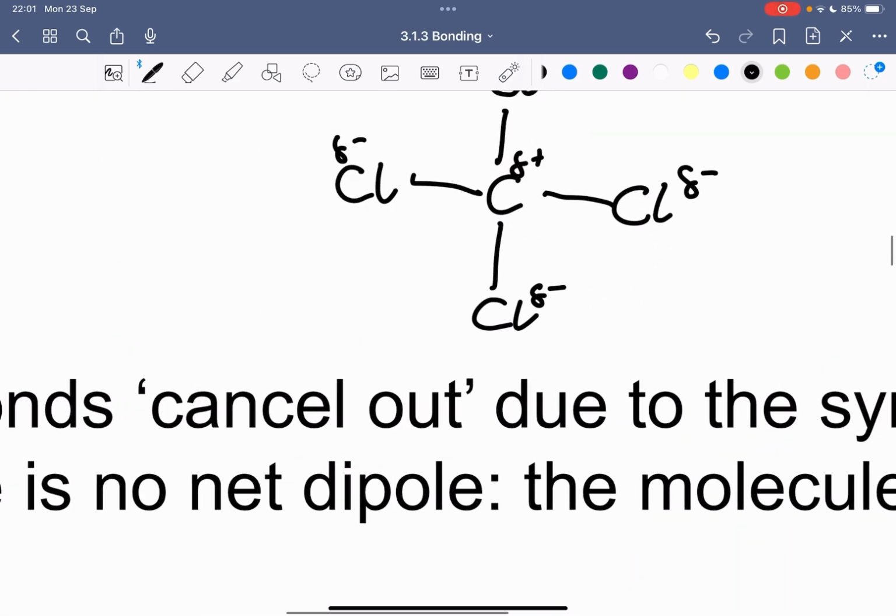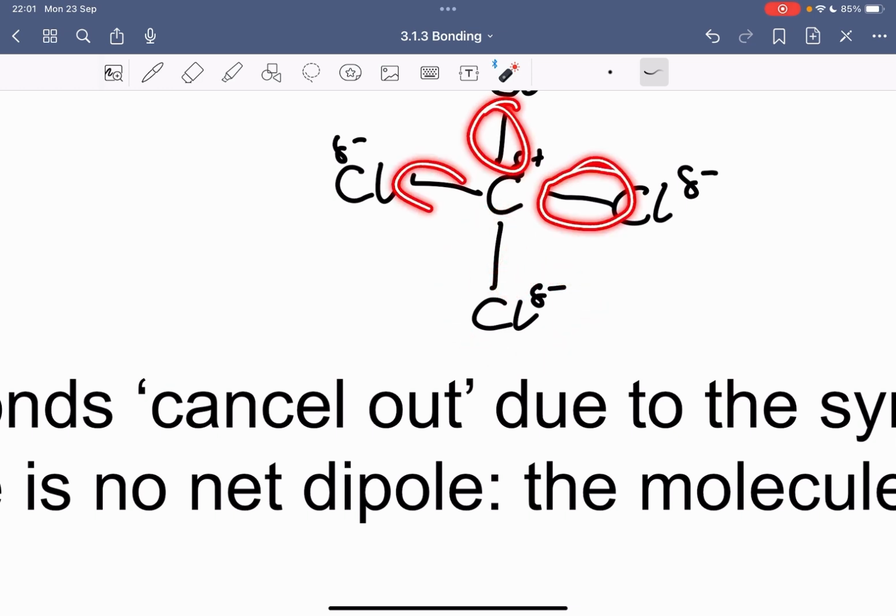It has individual polar bonds, because this is a polar bond, this is a polar bond, this is a polar bond, and this is a polar bond, because the electrons are closer to this side, and the same thing here, and here, and here. However, the whole molecule overall is non-polar because they cancel each other out.